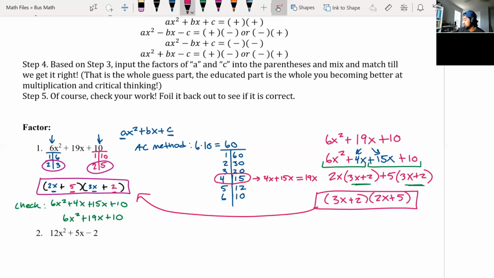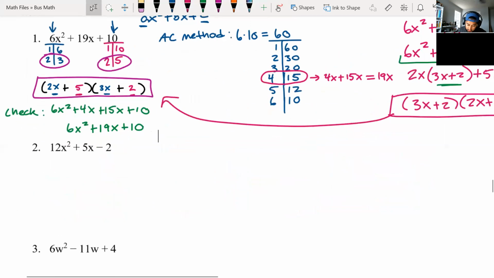One moment. No, it doesn't want to load. Okay. Let's keep going. All right.